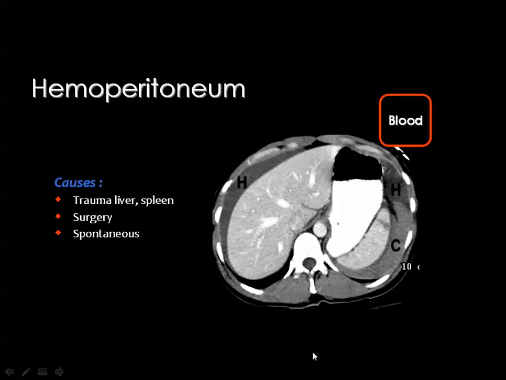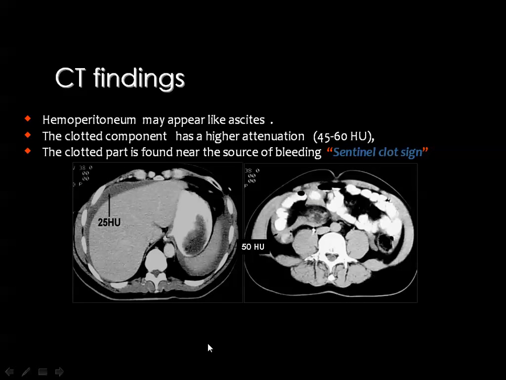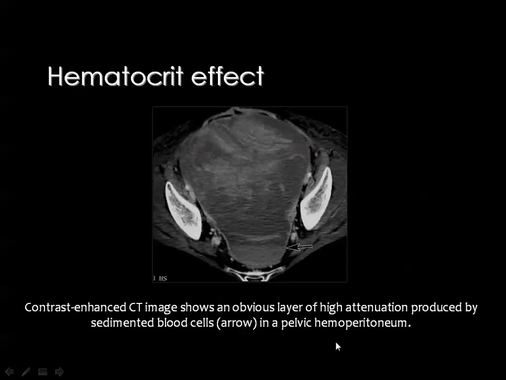Then if you cannot see the laceration in the spleen, you can predict that the spleen is the origin of the hemorrhage, because the hematoma adjacent to the spleen is more dense than the hematoma adjacent to the liver. This is, as I have said, the sentinel clot sign. You measure the density of the hemorrhage in cases of abdominal trauma, and the hemorrhage which is more dense is closer to the site of the bleeder.